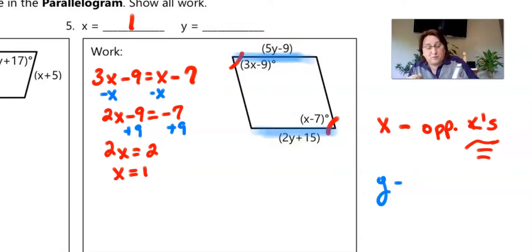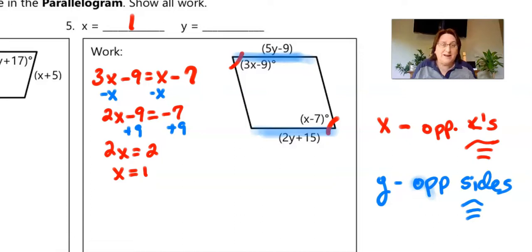All right, let's see if you were on track. Opposite sides of a parallelogram have to be congruent. So that means that this side is congruent to this side. Now that we know those two sides are congruent, set up and solve for Y and tell me, what do you get for Y?